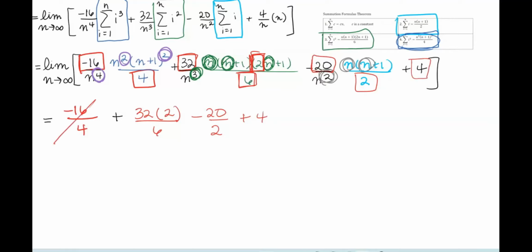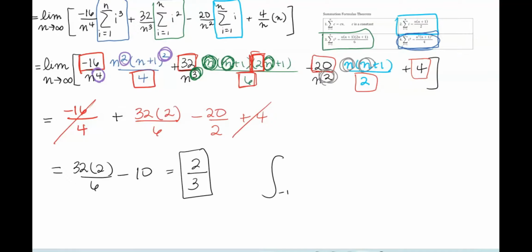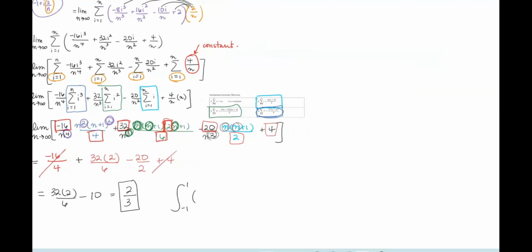So this is a -4 that cancels with that +4, and we're just left with 32 times 2 over 6 minus 10, which gives us 2/3. And that's our answer. And we could check that in our calculator by looking at, what is this, x squared minus x cubed? Yeah, this integral in our calculator. And that will also give us 2/3.